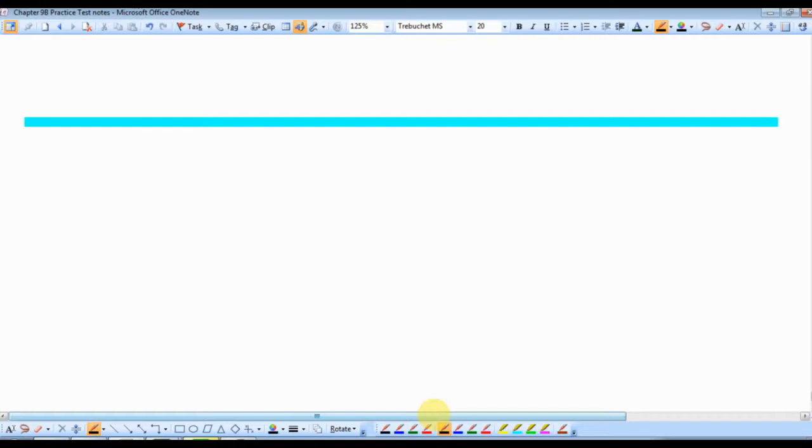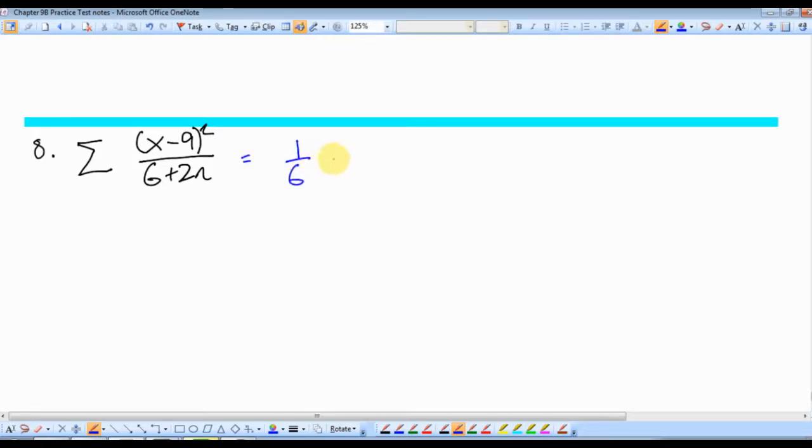Number 8. Okay, so these are a bunch of interval of convergence questions. So possibly ratio test, not always ratio test. Number 10. I don't think X minus 9 to the nth power over 6 plus 2n. So we can see this is not a geometric series. If you can't tell, you want to write out the first few terms.